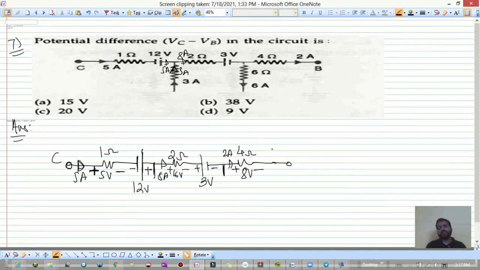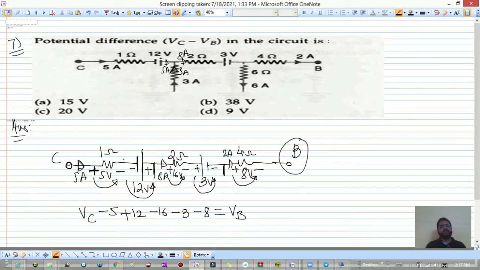This will be point C, this will be point B. We want Vc minus Vb, so start from point C and go towards point B. So Vc, then dropping the potential as we are going from positive to negative, so minus 5, then negative to positive plus 12 by gaining the potential, then positive to negative dropping the potential, so minus 16, then positive to negative dropping the potential, so minus 3, then positive to negative dropping the potential, so minus 8 is equal to the potential at B right now. So this potential drops and gains is equal to the potential at this point.